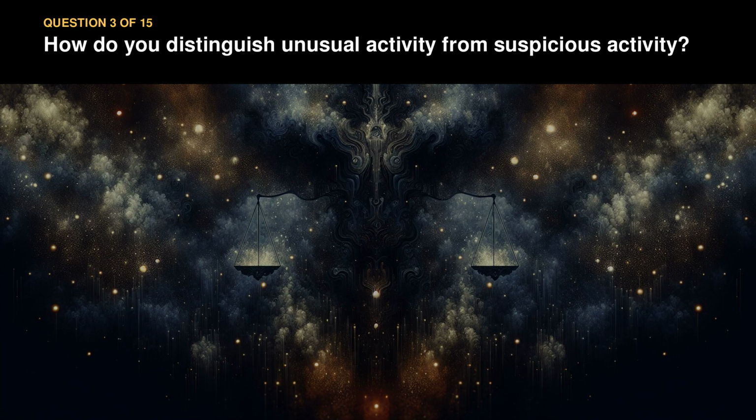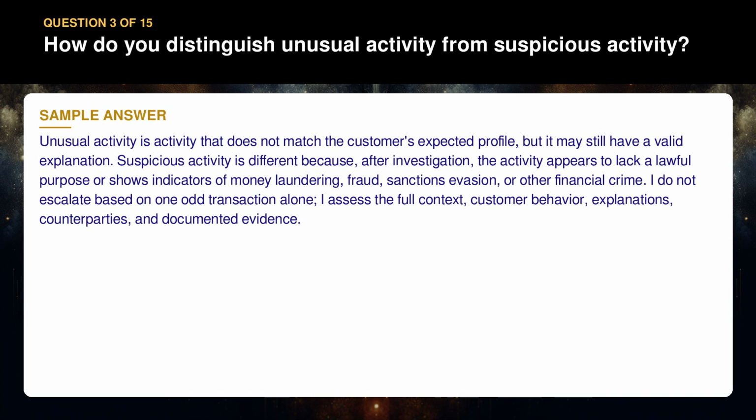Question 3. How do you distinguish unusual activity from suspicious activity? Unusual activity is activity that does not match the customer's expected profile, but it may still have a valid explanation. Suspicious activity is different because after investigation, the activity appears to lack a lawful purpose or shows indicators of money laundering, fraud, sanctions evasion, or other financial crime. I do not escalate based on one odd transaction alone. I assess the full context, customer behavior, explanations, counterparties, and documented evidence.